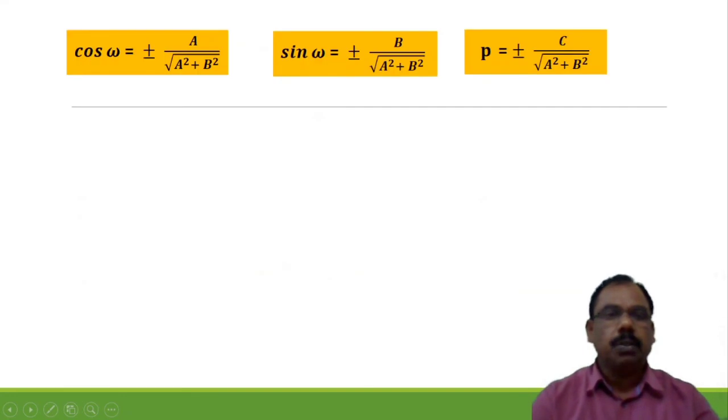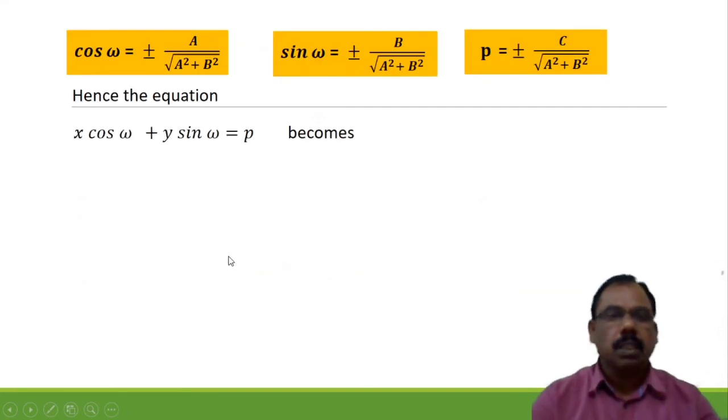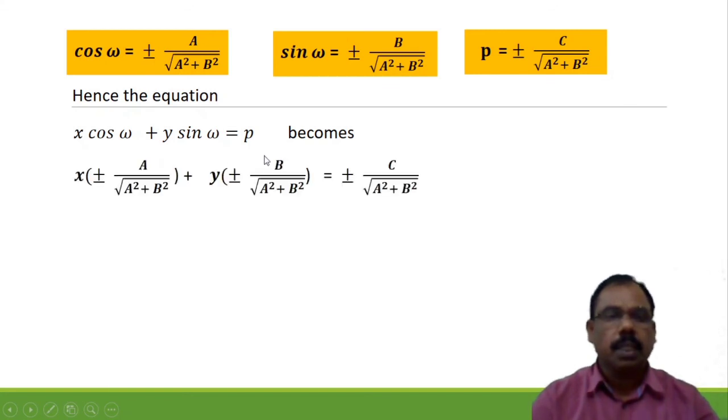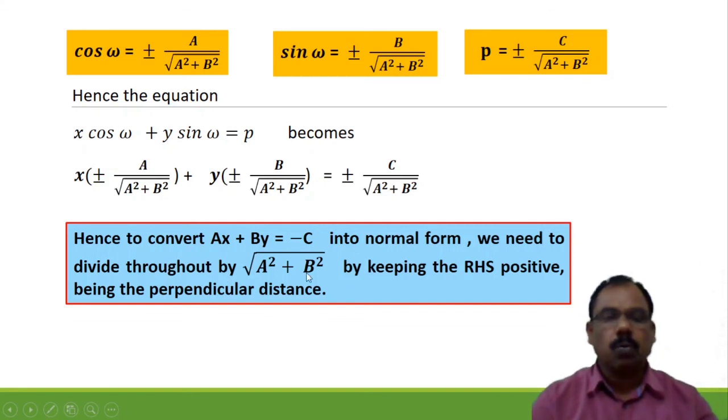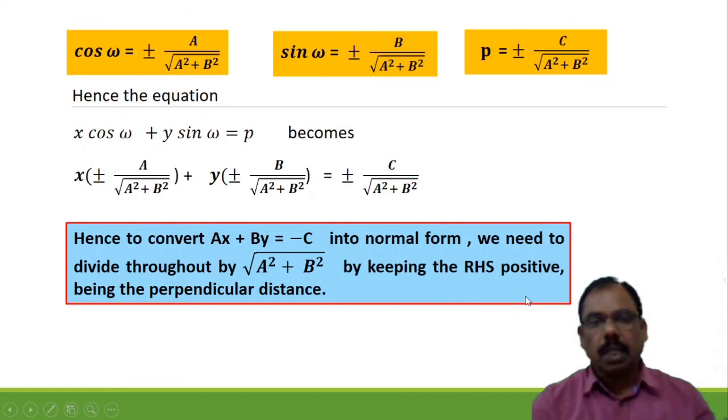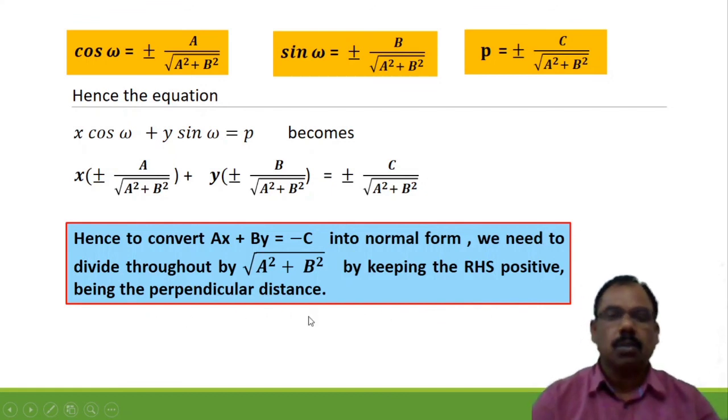That means, if we need to convert the given equation into the form x cos omega plus y sin omega equal to p, then we need to divide throughout by root of a square plus b square in such a way that the RHS, c by root of a square plus b square, is positive. Hence, to convert ax plus by equal to minus c into a normal form, we need to divide throughout by root of a square plus b square by keeping the RHS positive, being the perpendicular distance. Let us consider an equation.